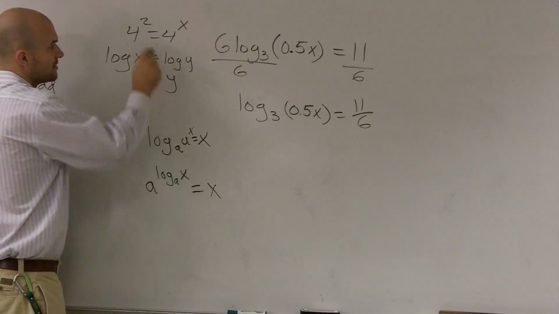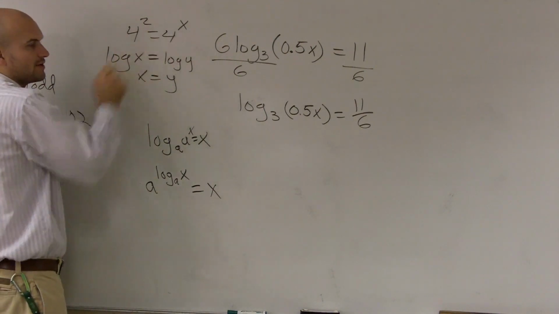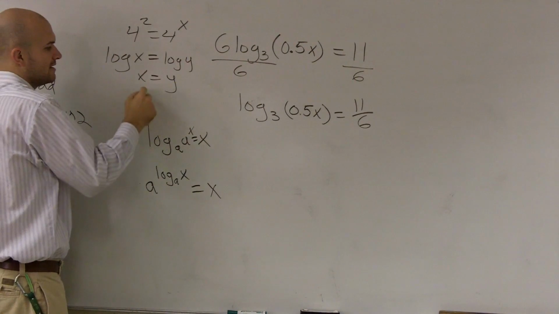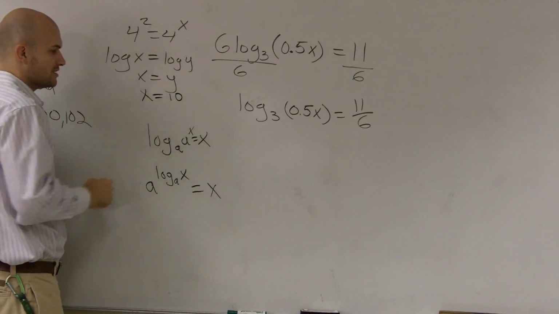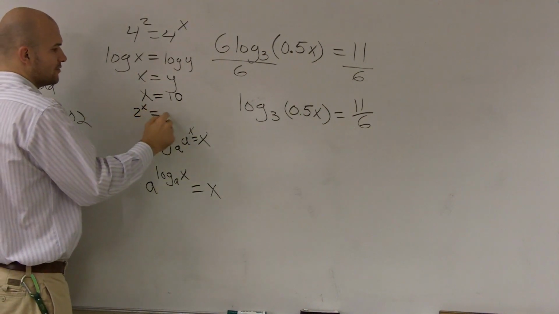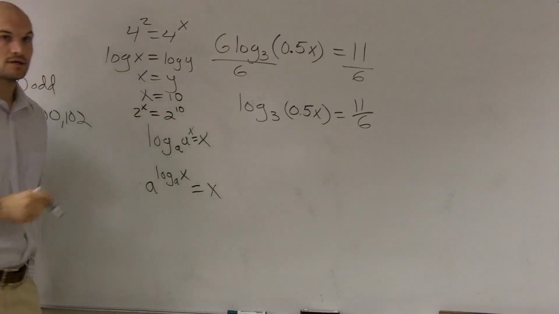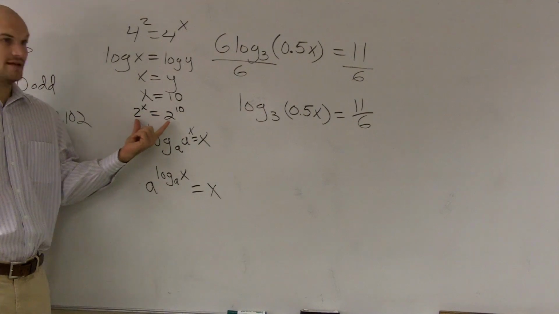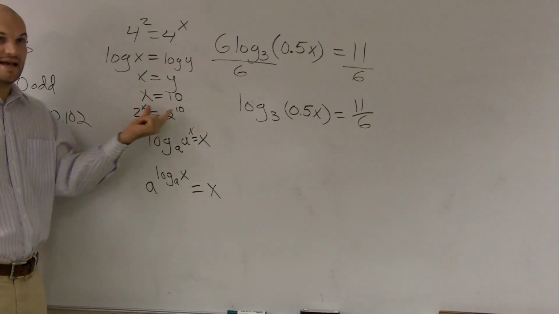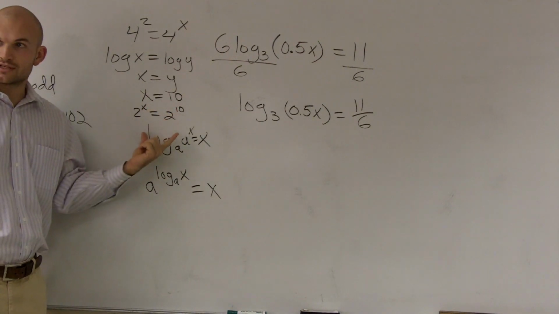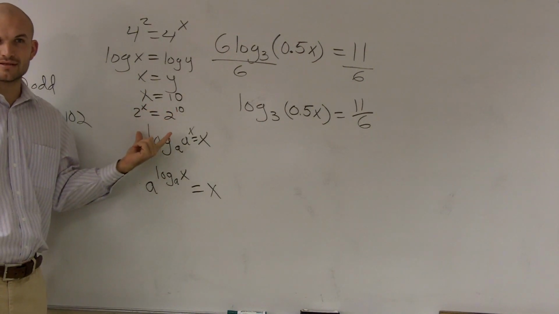If I was to work this backwards and I said x is equal to 10, then you could also say 2 raised to the x equals 2 raised to the 10, right? You could make whatever base you want. As long as, if you say x equals 10, you could make them exponents. It doesn't matter as long as your bases are the same. Does that kind of make sense?